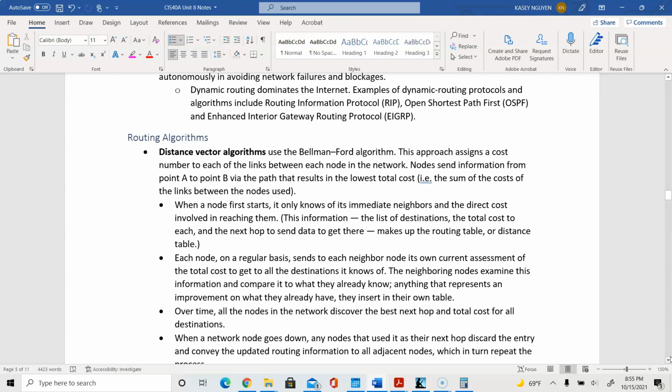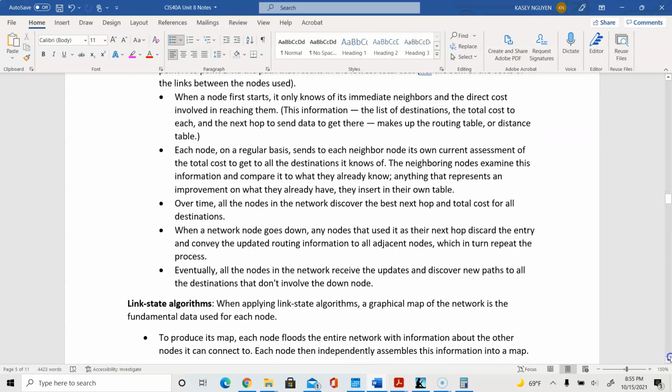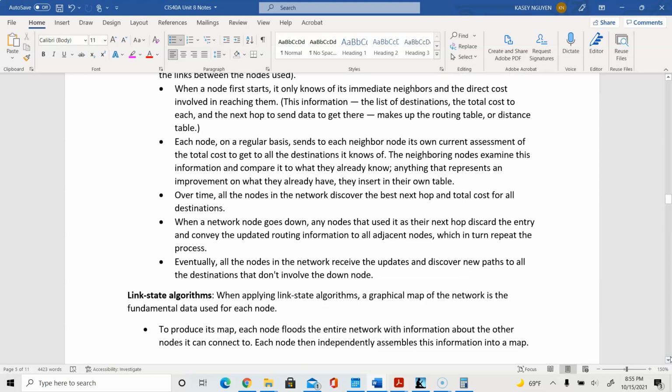And in the distance vector, any node can be used. So in the case where some node goes down, it can update the information by looking at all the adjacents, all the neighbors.